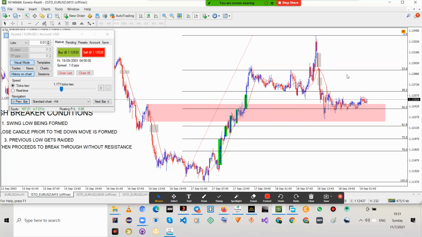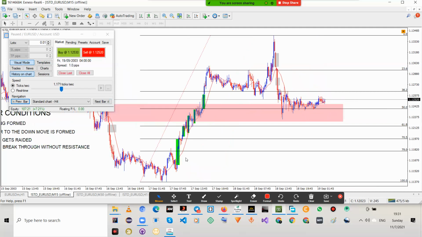As you can see right here, I'm expecting this trade to go to the upside from this zone, and just ride on it up to a certain level where I would be happy with the risk reward offered.